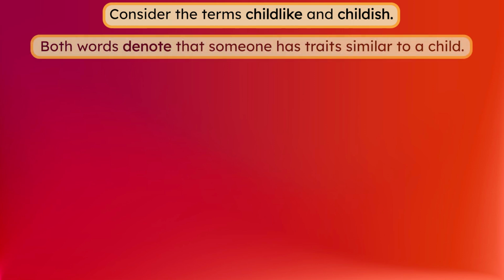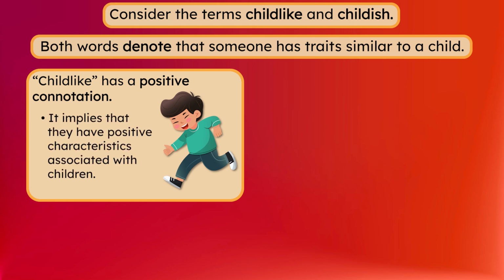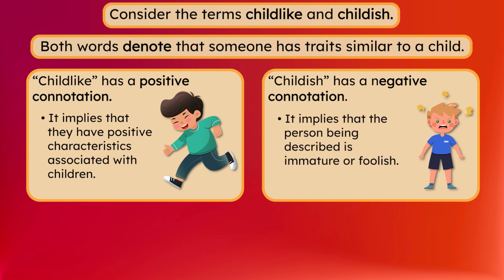Sometimes 2 different words have the same denotation, but a different connotation. Don't believe me? Consider the terms childlike and childish. Both words denote the same thing, that someone has traits similar to a child. However, their connotations are different. Childlike has a positive connotation. When we say someone is childlike, we're implying that they have positive characteristics associated with children, like innocence or wonder. Childish, on the other hand, has a negative connotation. It implies that the person being described is immature or foolish.